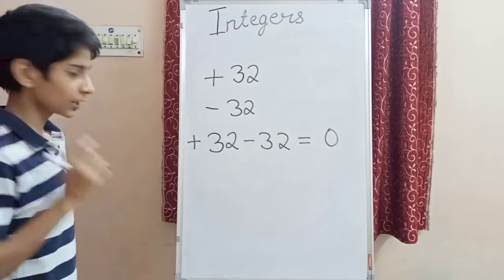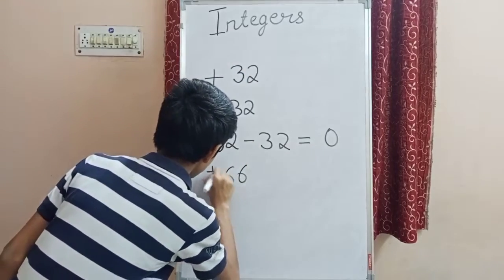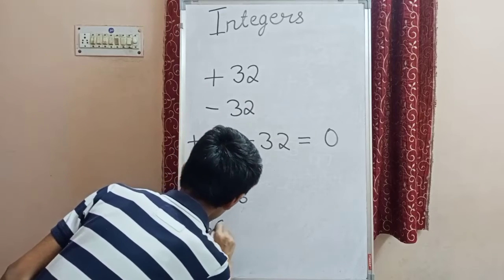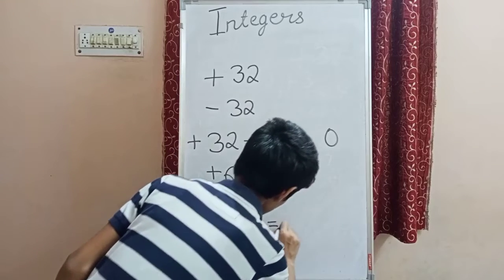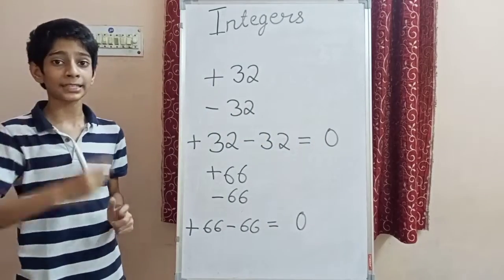We can try another question also. Like we take 66, so plus 66 and minus 66. How will we do it? Plus 66 minus 66 becomes 0. So now I am clear what the second rule is.